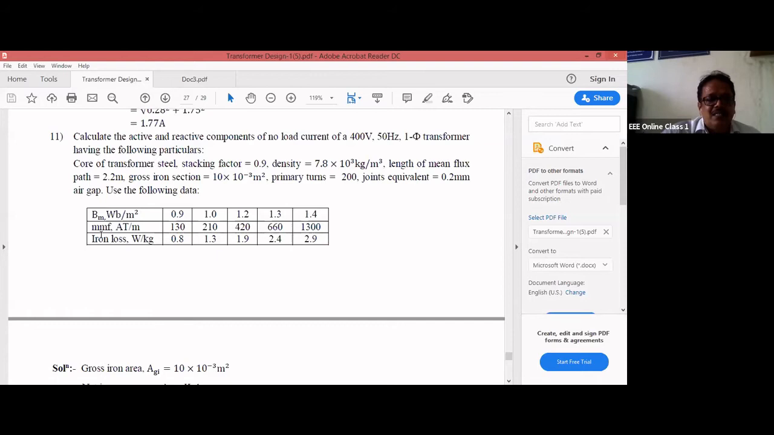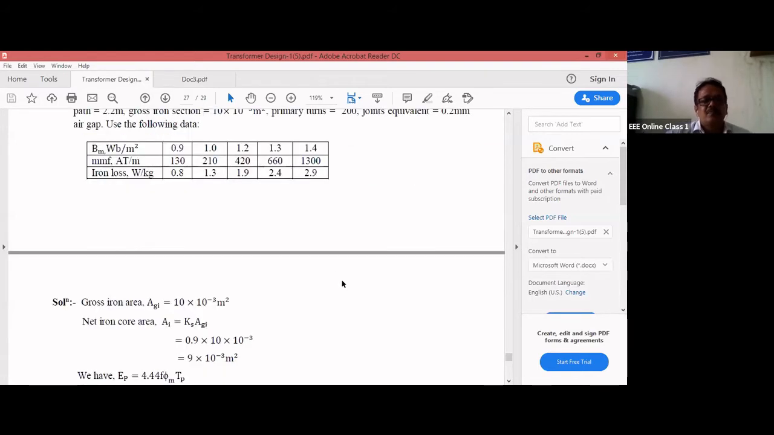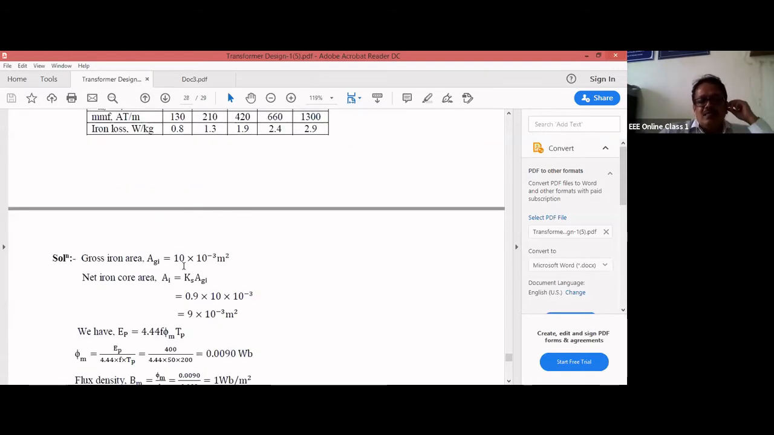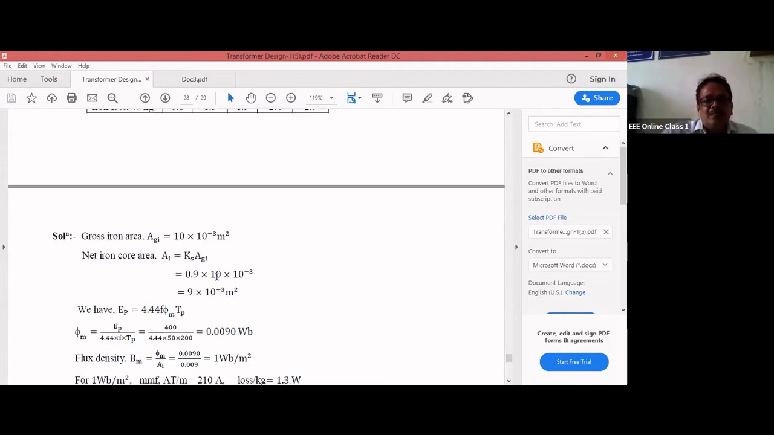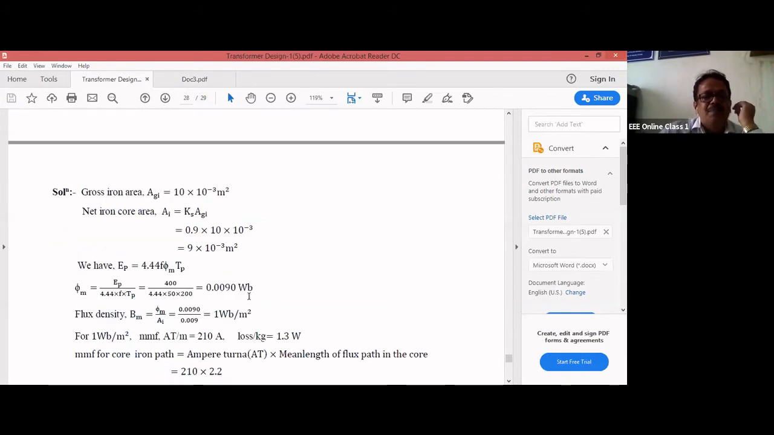Let us calculate now. First, let us calculate this BM. The gross core area AGI is 10 into 10 power minus 3 meter square. Next, calculate AI. AI is nothing but Ki into AGI, which gives 9 into 10 power minus 3 meter square. So we have the EMF equation EP is equal to 4.44 f phi m TP. Calculate phi m, where TP, the number of primary turns, is 200. We get 0.090 Weber.